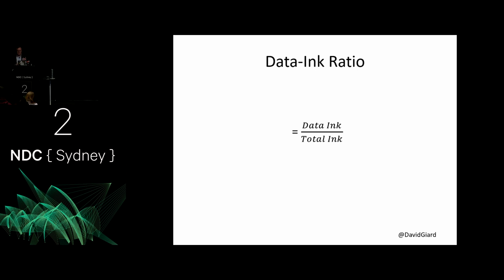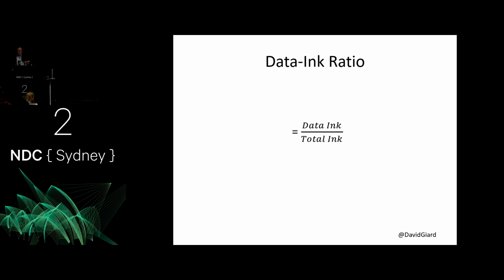The data ink divided by the total ink is the data ink ratio. And the data ink is the part of the ink, the dark parts, that directly represent data. So the most this can ever be is 1, if all the ink is data ink. Your goal should be to maximize this ratio within reason. And I'm going to talk about what that means, within reason.